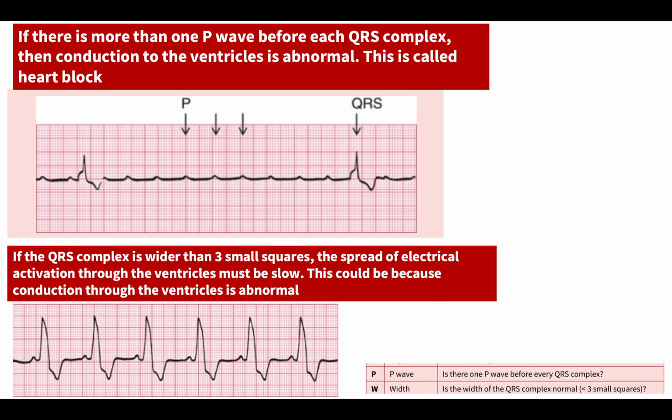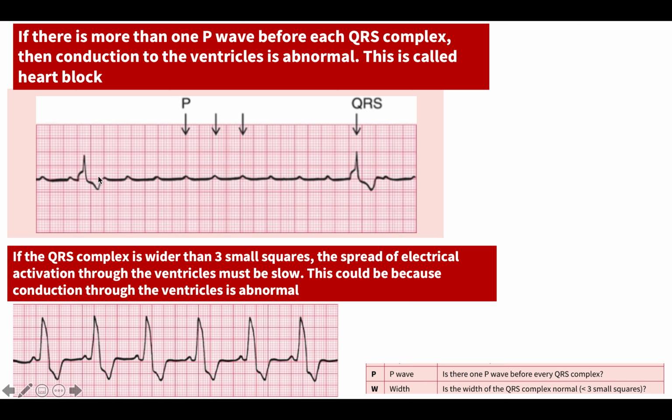So it's the P wave and then W. So the P wave is there, one P wave before every QRS complex. If there is more than one P wave before each QRS complex, then there is some sort of blocked conduction, or there's an abnormal conduction to the ventricles. This is called a heart block.